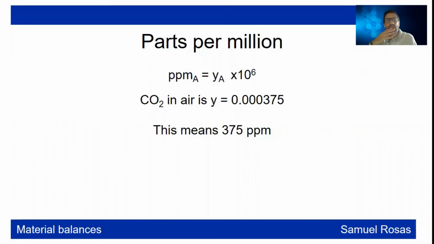And also very important is to express some of the traces, or very, very small amounts of components, in parts per million. You just multiply the fraction, the mole fraction, times 1 times 10 to the 6. So if we say that CO2 in air is 0.000375, that's its molar fraction, well, this means that it has 375 parts per million.